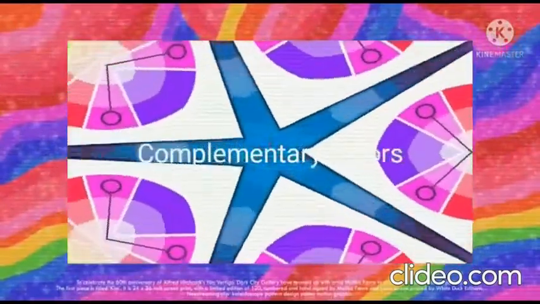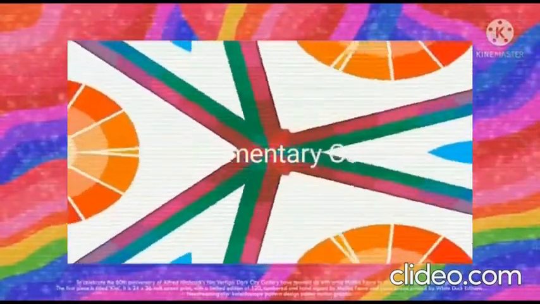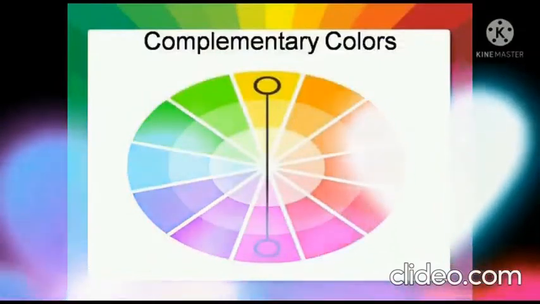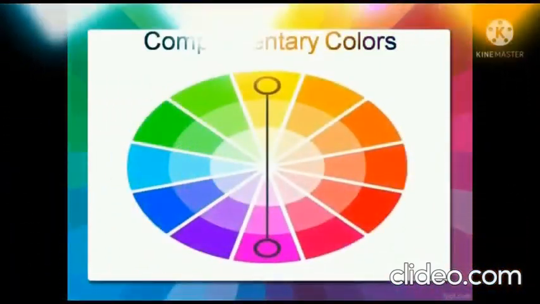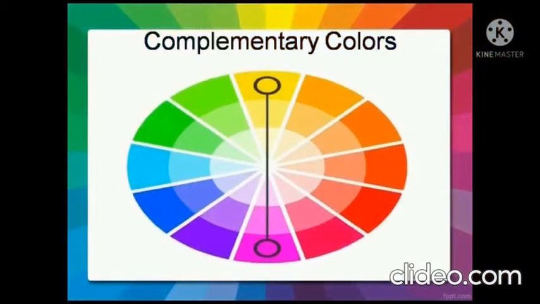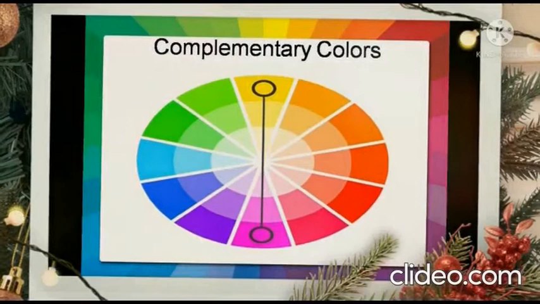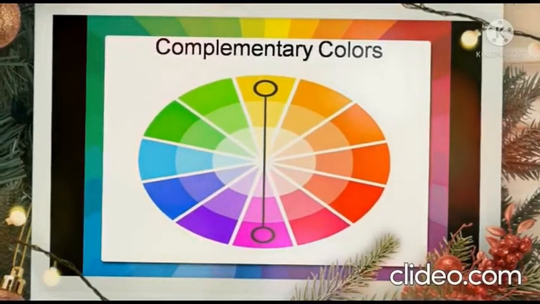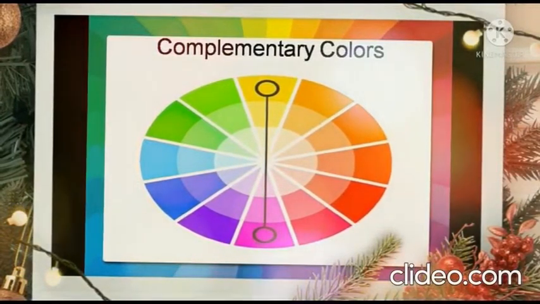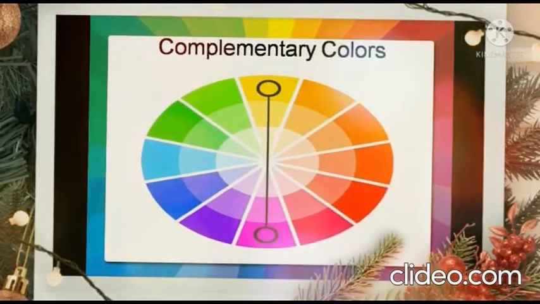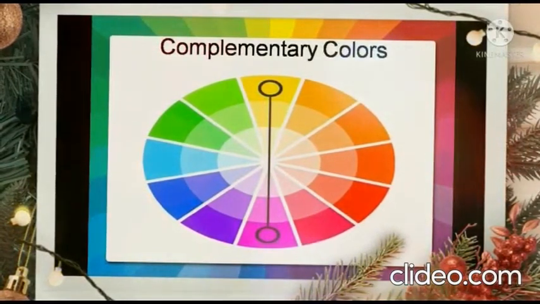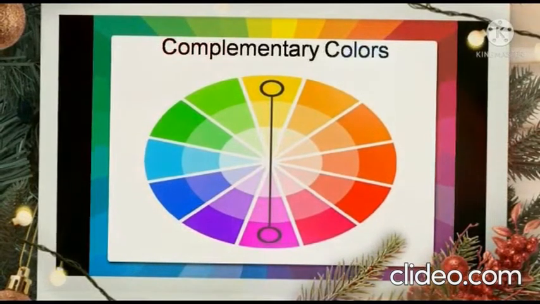Complementary colors. Complementary colors are colors that are opposite to each other on the color wheel. You just imagine the color wheel as a clock. Pick the colors directly opposite each other on the numbers and you will have your complementary colors. A complement absorbs all the light waves the other color reflects. Complementary colors are the strongest contrast to each other.